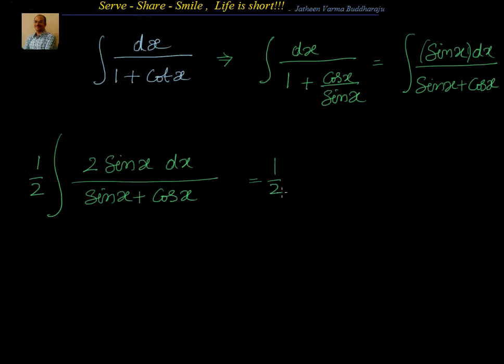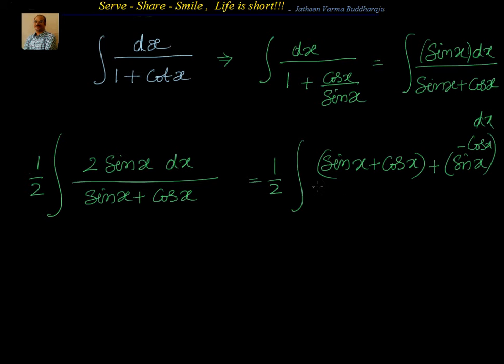Then I will try to convert the numerator into f of x plus f dash x in such a way that I can write it as (sin x plus cos x plus sin x minus cos x) whole thing dx divided by sin x plus cos x. By doing this, it will become 1 plus f dash x by f of x. So that way we can solve this very easily. So let's go to the next step.